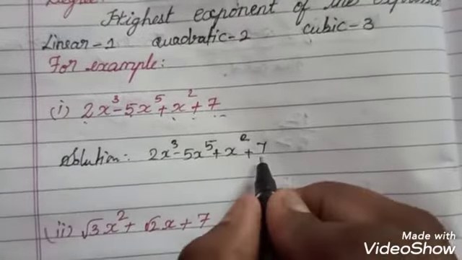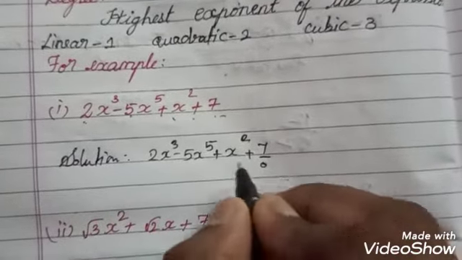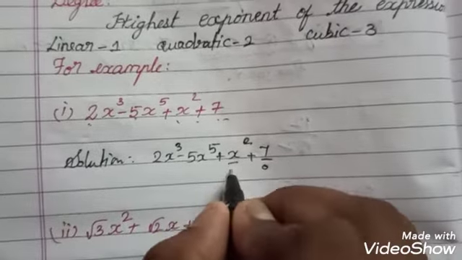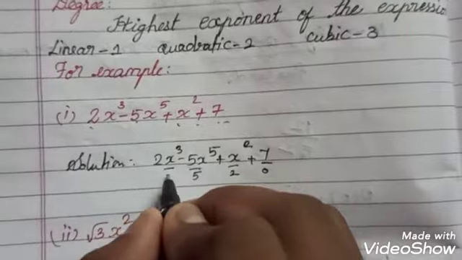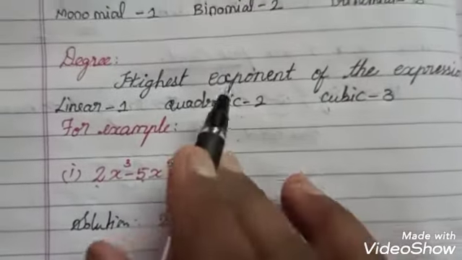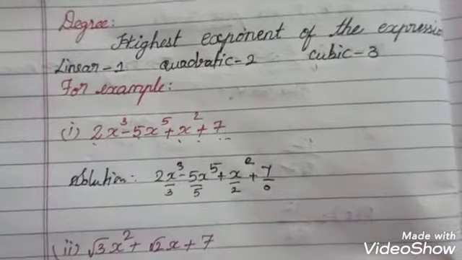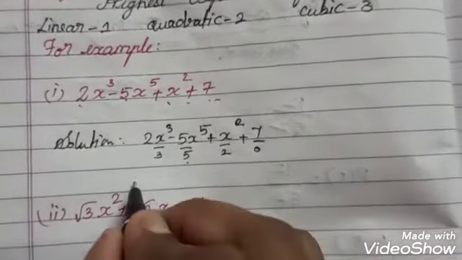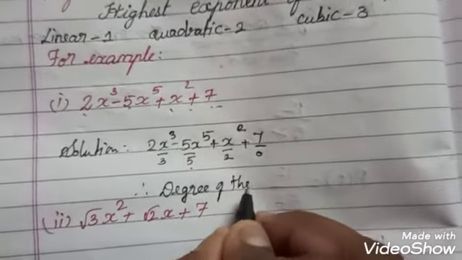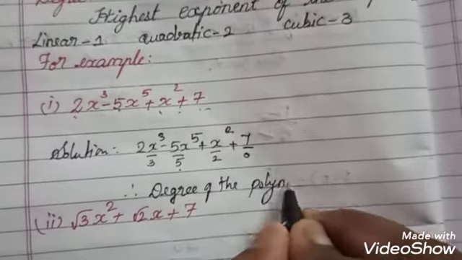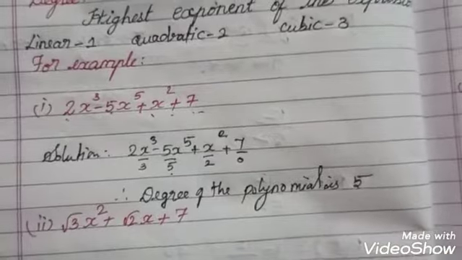Here you have to see the first term. This is the constant, obviously the exponent is 0. Here the exponent is 2, the exponent is 5, and here the exponent is 3. Already I told, highest exponent of the expression is the degree of the polynomial. Here 5 is the highest one. Therefore degree of the polynomial is 5. It's very simple.